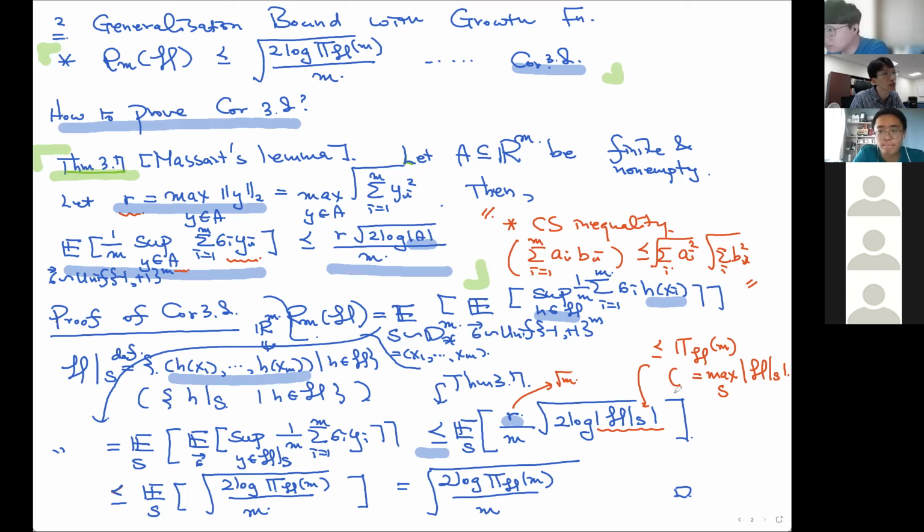Then we just bound the cardinality with the growth function. In doing so, we make everything independent of the sample S, and that gives us the upper bound. Okay. So now the remaining question is how we can prove Theorem 3.9.